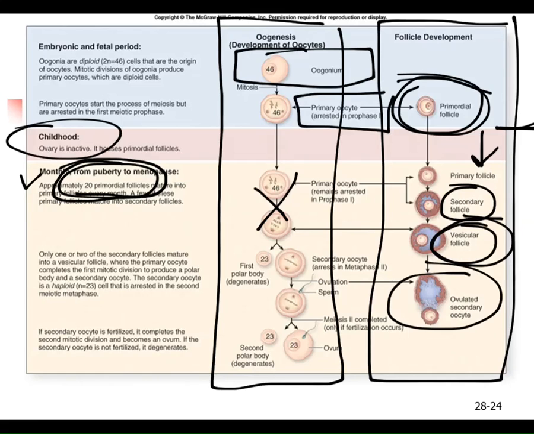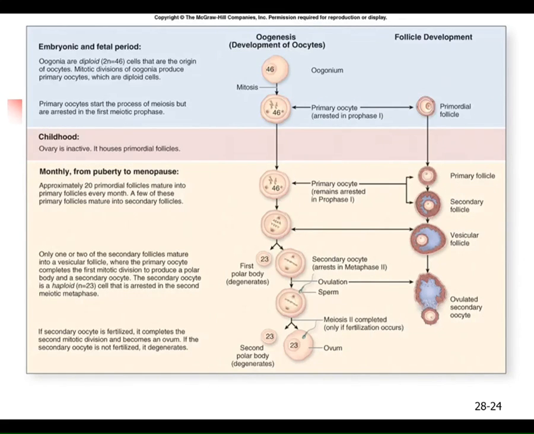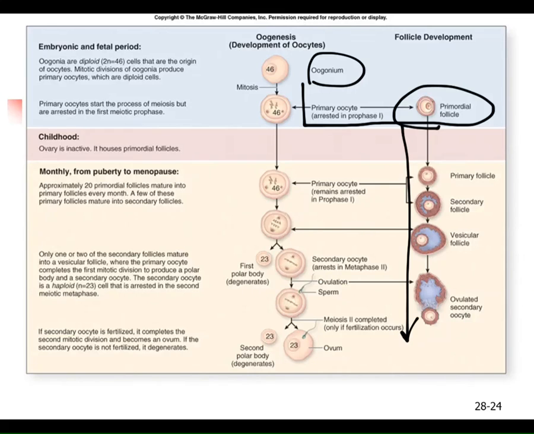So do this for me. Take this pathway. We start with the oogonium. We start with meiosis, and we make primordial follicles, and then this is what happens over here. Okay, and don't worry about over here because I really haven't broken this down into a genetics study.